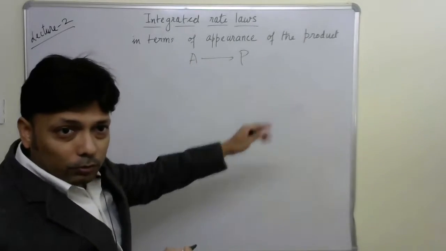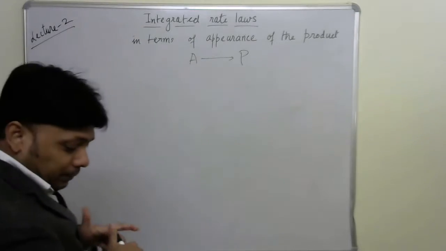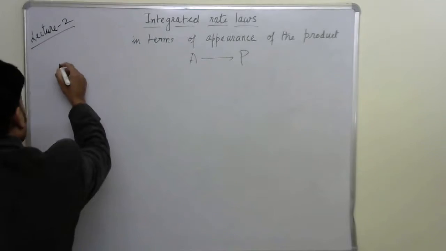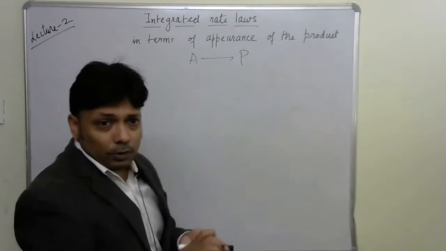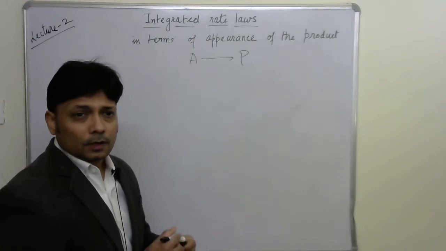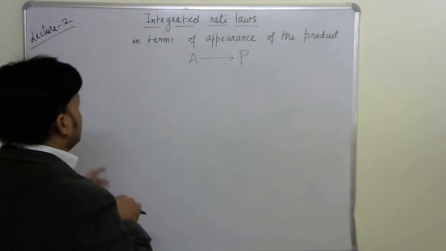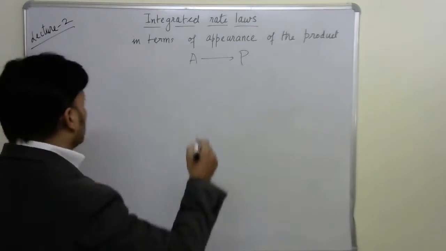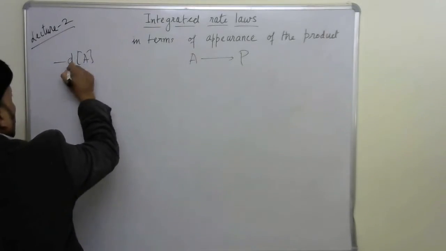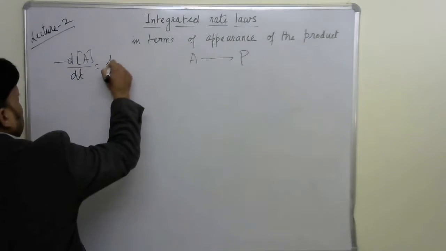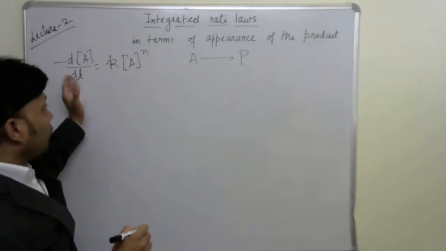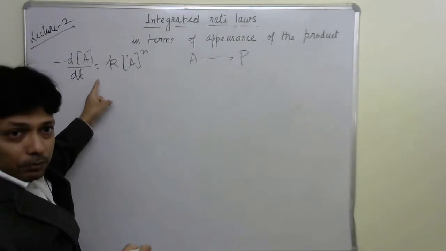A reactant going to give you product P. What we did in the last lecture is study the rate of disappearance of the reactant. So we have studied something like this: minus dA/dt is equal to k A to the power n. This is in terms of the disappearance of the reactant.